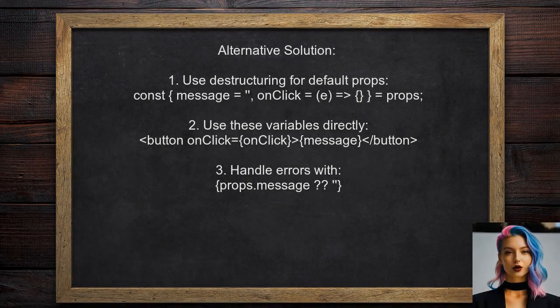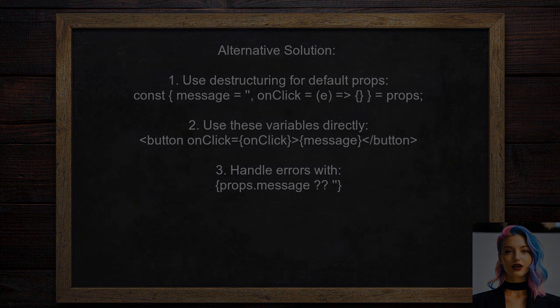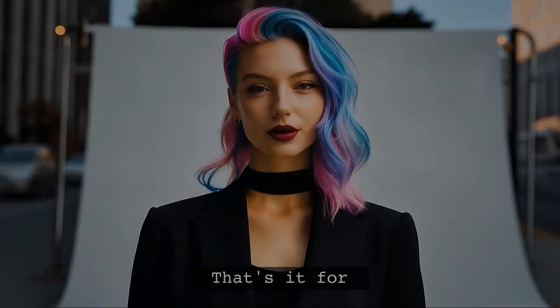An alternative approach to setting default values for props in React is to use destructuring. You can define default values directly in the function parameters. For example, you can set message to an empty string and onClick to an empty function. That's it for that response.